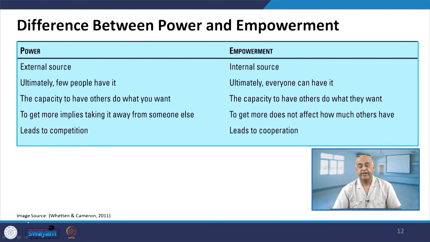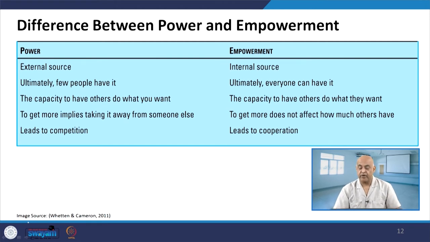Now, we have to understand power and empowerment. Actually, power is given with a given task, that is, authority and responsibility. Empowerment is when the power is with somebody and he has shared his power with another person. So it is an external source of power. Ultimately, few people have it. Getting others to do what you want, to get more, implies taking it away from someone else and leads to competition. While in empowerment, it is an internal source, and ultimately everyone can have it.